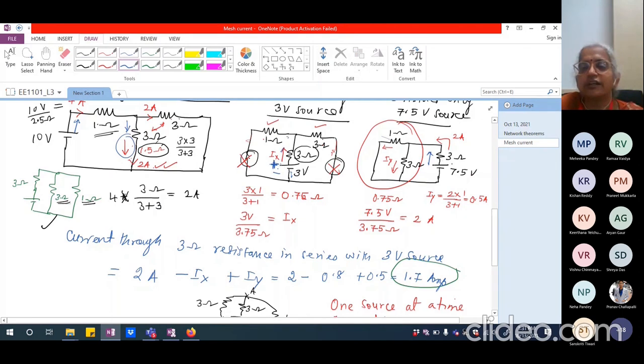Whereas here, if I am trying to look at, this is plus. So the current is flowing in this direction. So the current would obviously flow up to down. So up to down, I have taken as here the reference direction. So up to down, it is 2 ampere. Here, down to up, it is Ix. And here, up to down, it is Iy. So Iy and 2 amperes have to be added. Both of them are in the same direction. Whereas Ix is in the opposite direction. So it has to be subtracted.